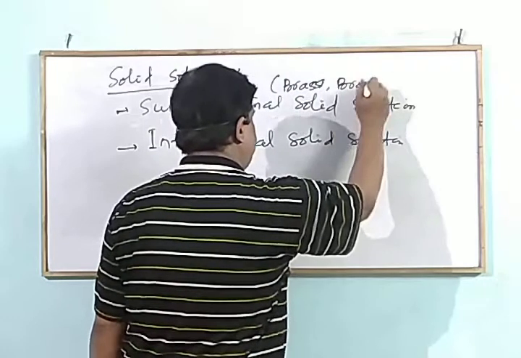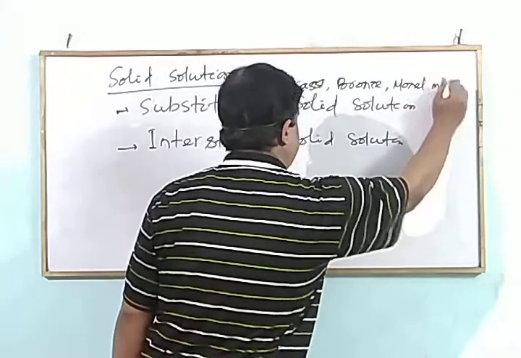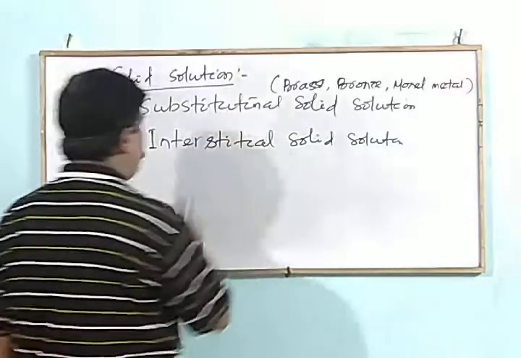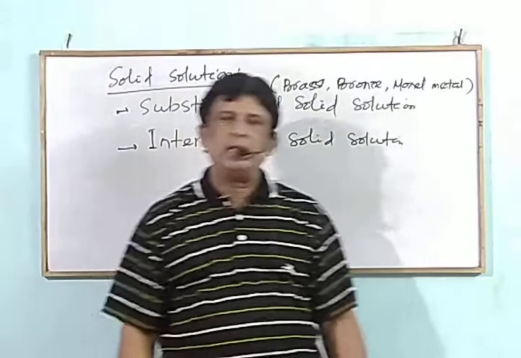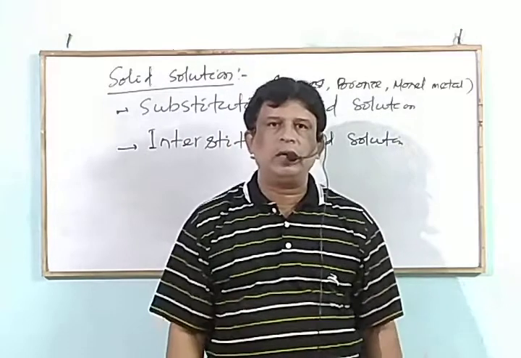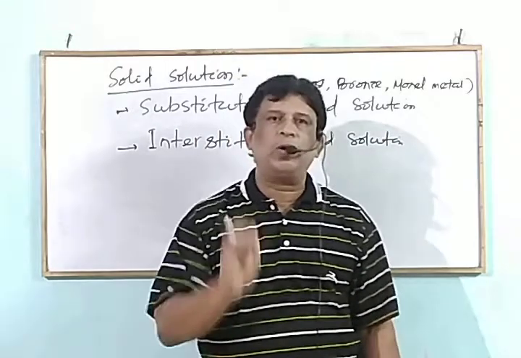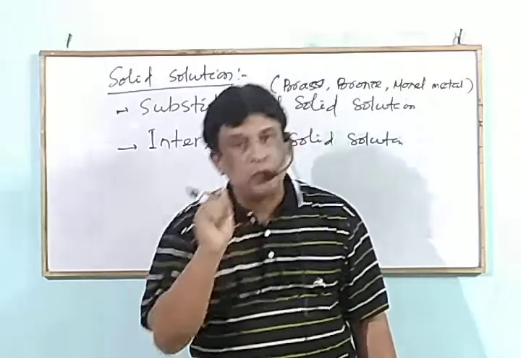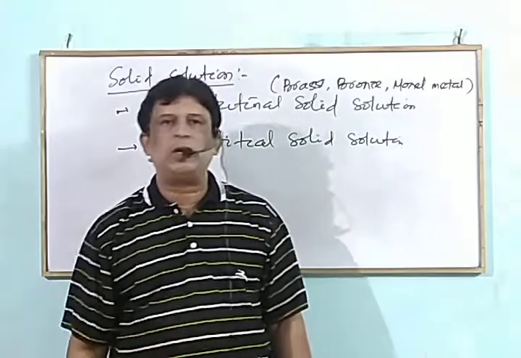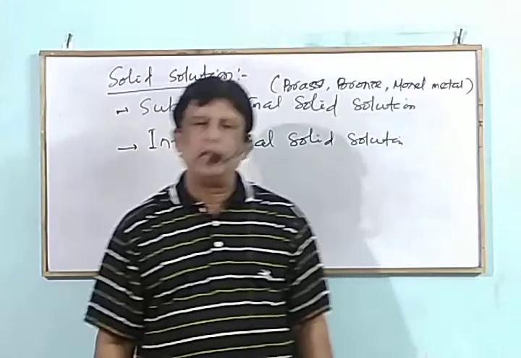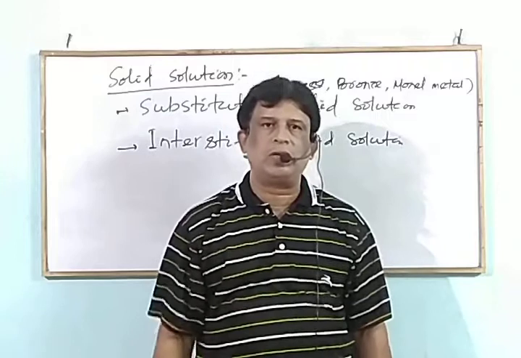bronze, Monel metal, etc. Second one is interstitial solid solution. That is, in the crystal lattice of a solid, if another type of solid atom, ion or molecule that is small in size is placed in the interstitial position of the crystal lattice, then that type of solid solution is known as interstitial solid solution.